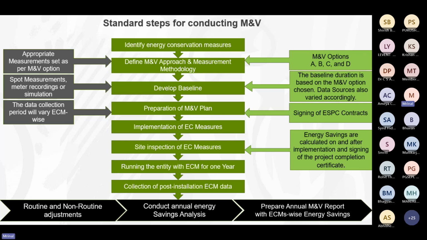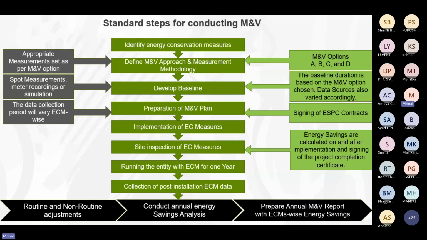Now, once you have selected the M&V option, then you have to develop the baseline. The baseline estimation process is different for different options. So you have to do the spot measurement. Sometimes you have to do the meter recording, or sometimes you have to do simulation also to arrive at the baseline. This baseline process or the duration is based on the M&V option.